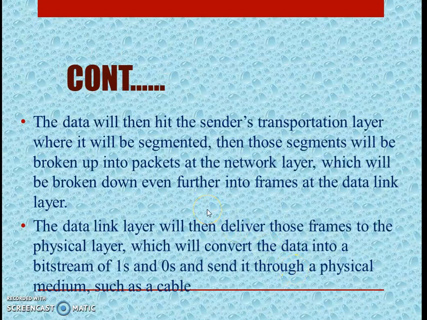Then it is passed on to the transport layer, where the data is segmented. You know, there are different names for data in different layers. In the transport layer, the data is called a segment. The data is split into segments here. Then those segments are broken into packets in the network layer. Then those packets are divided into frames at the data link layer.